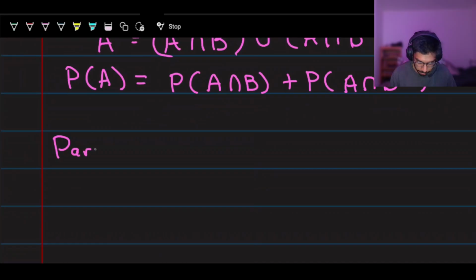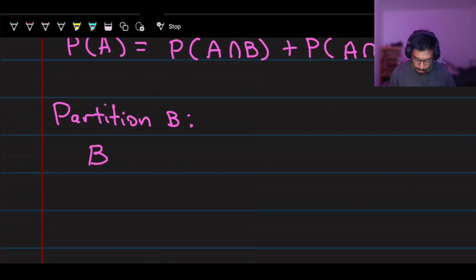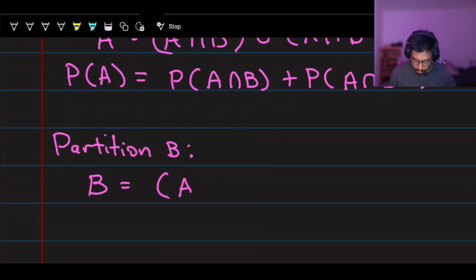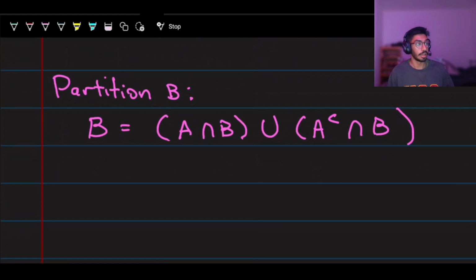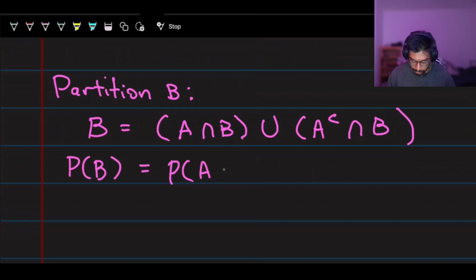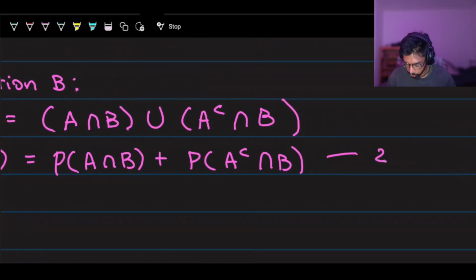Similarly, we will want to partition B. In this, we will have that B is the same as the events of B that are in A, union with the events of B that are not in A. And then since these are disjoint sets, the probability of B is just the same as before, where we can add the probability of disjoint sets. And we will call this equation 2.